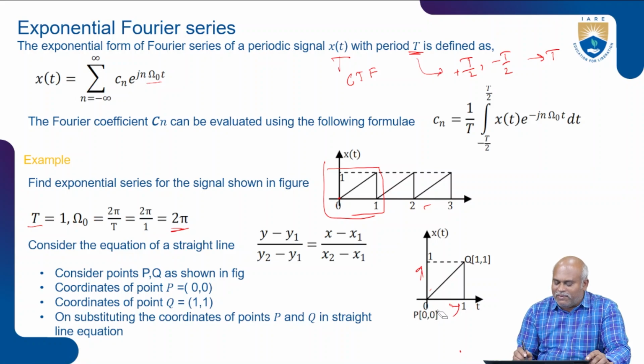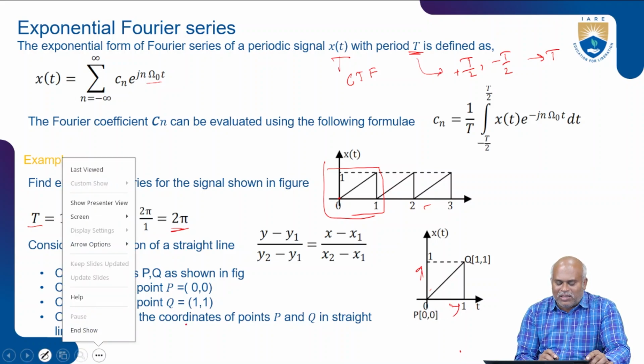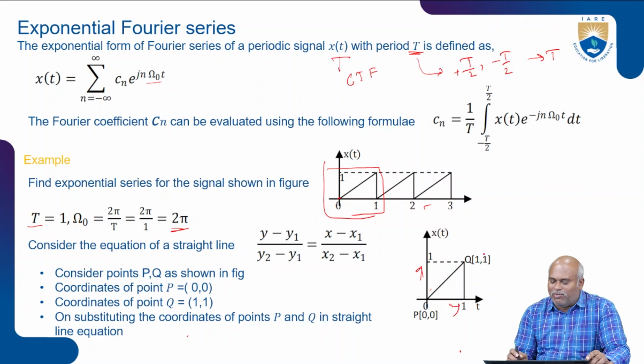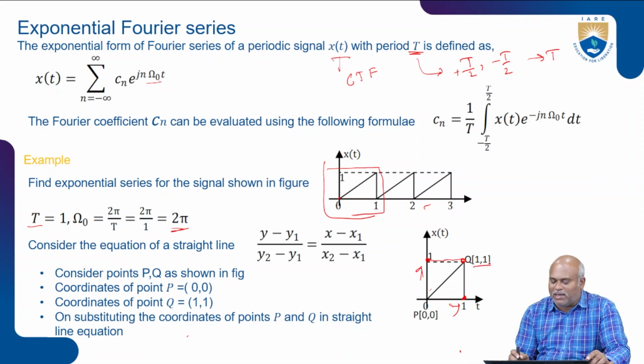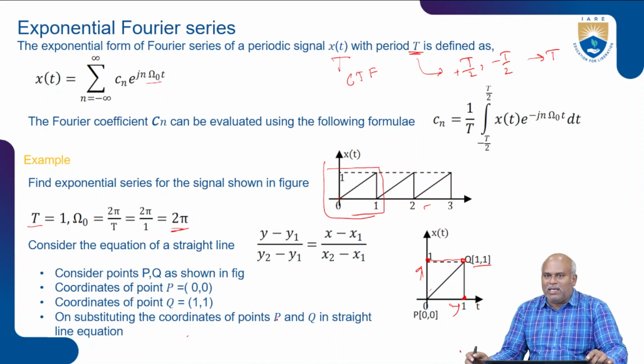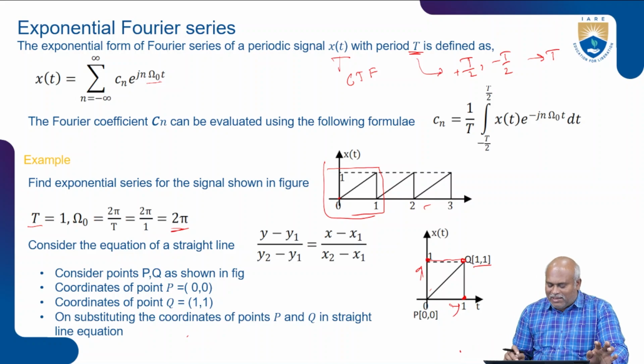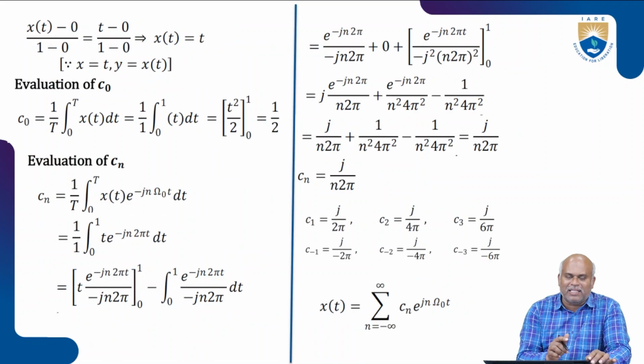Then we go for the coordinate Q, that Q is equal to (1, 1). So this is what happens: the time period is 1, and at the same time the amplitude is also 1. These two meet together, then this value is Q, which is represented as (1, 1). Then, on substituting the coordinates of the points P and Q in a straight line equation, we should get this form.